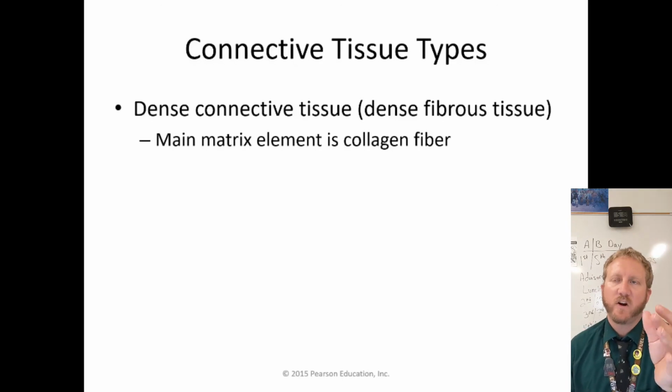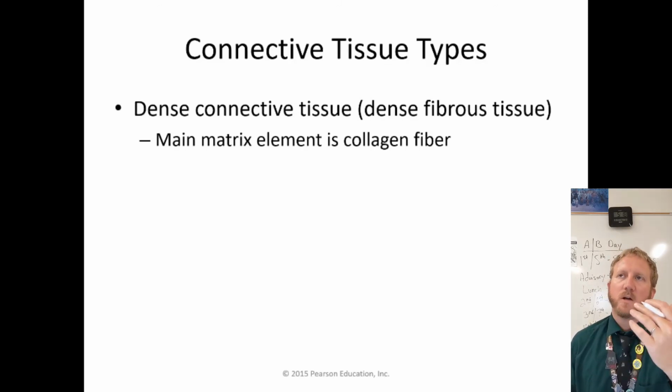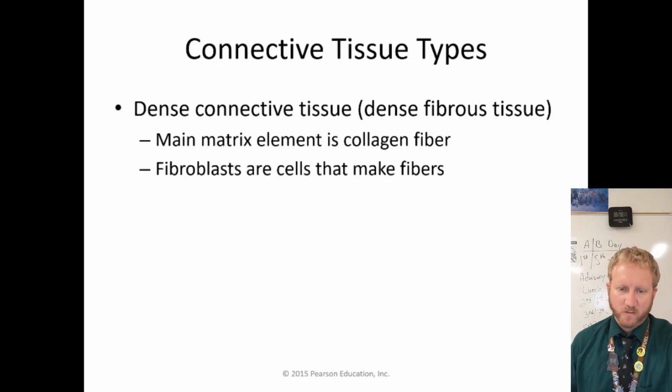So it's very, very hard. It's very tough, very strong. Not as strong, not as tough as bone, but it doesn't need to be that strong. Okay, we've got fibroblasts, which are a specific type of cell that makes the fibers that everything's embedded in.